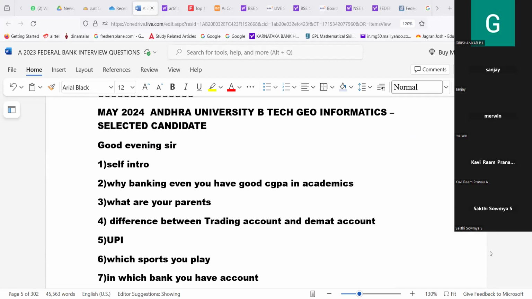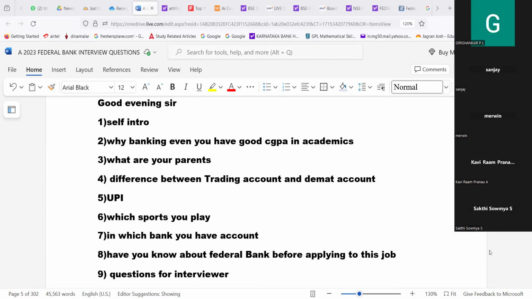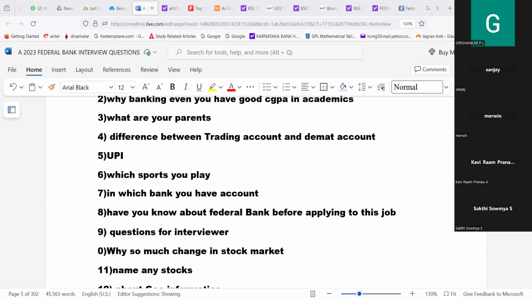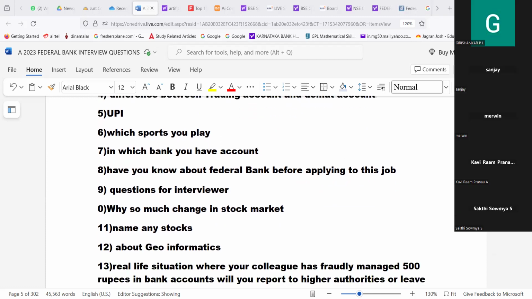May 2024, Andhra University BTech Geoinformatics selected candidate. Good evening, sir. Self intro. Why banking even if you have good CGPA in academics? What are your parents? Difference between trading account and demat account? UPI? Which sports you play? In which bank you have account? Have you known about Federal Bank before applying to this job?